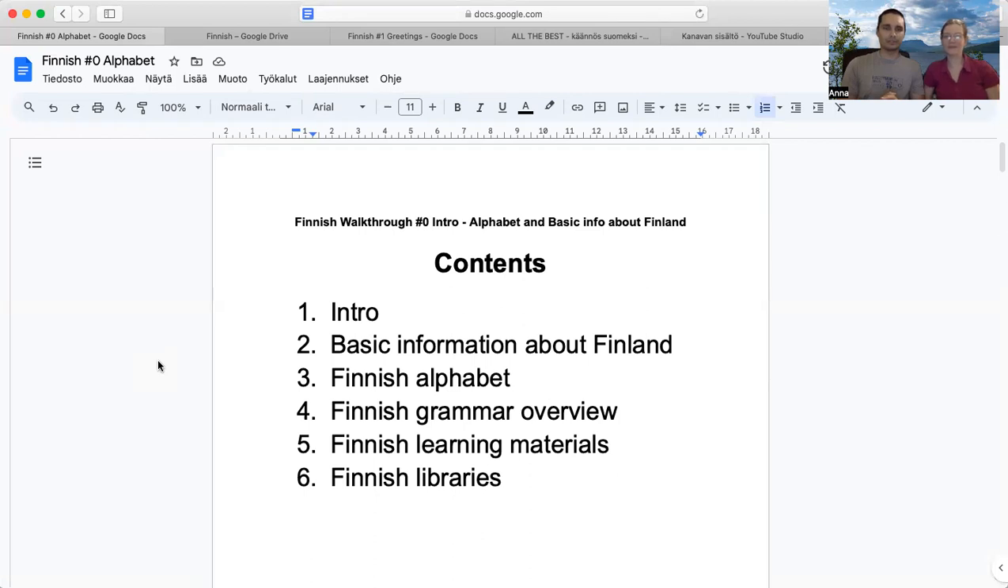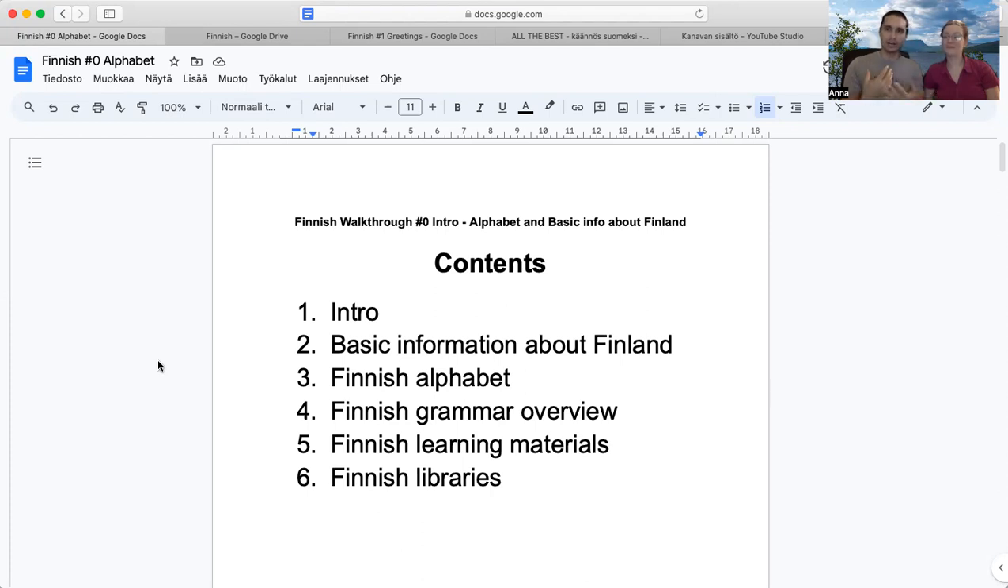So first, today we are going through 6 different sections. In the intro, we will introduce ourselves and also the way we will teach Finnish in this course. And then basic information about Finland, the Finnish alphabet, which is the main topic, and then quickly the Finnish grammar overview, Finnish learning materials, and in the end, Finnish libraries. So let's start from us.